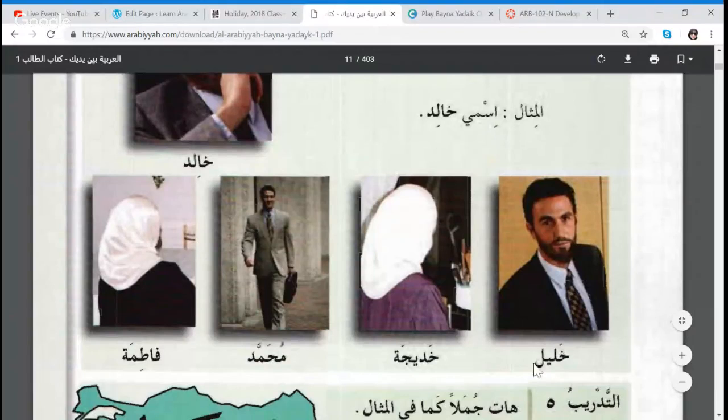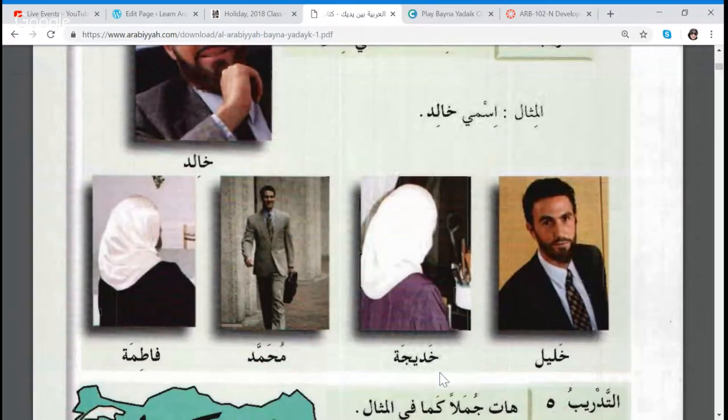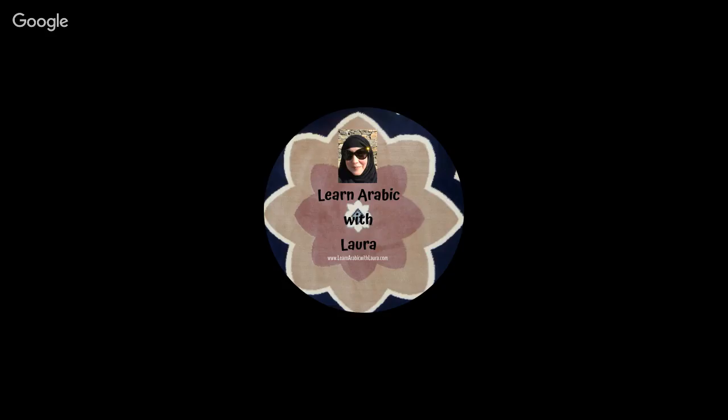Ismi Khalil. Ismi Khadija. Khadija. Okay, listen again. First, I just want to point something out. You want to be careful to say s instead of z. It comes from our part of the world. We typically have a z when we say seen, but you need to make it a little clearer. So say ismi. Ismi. Okay.